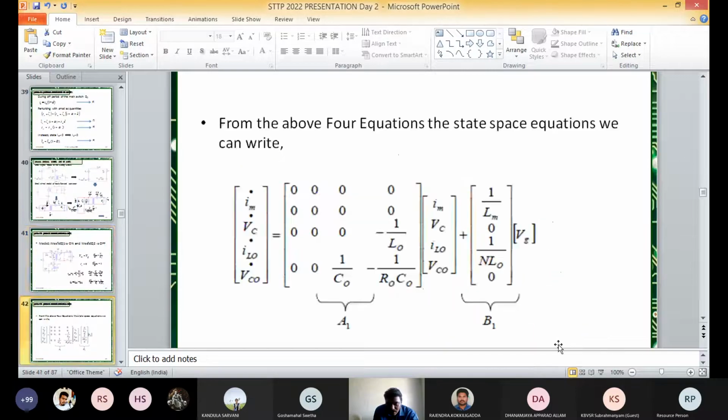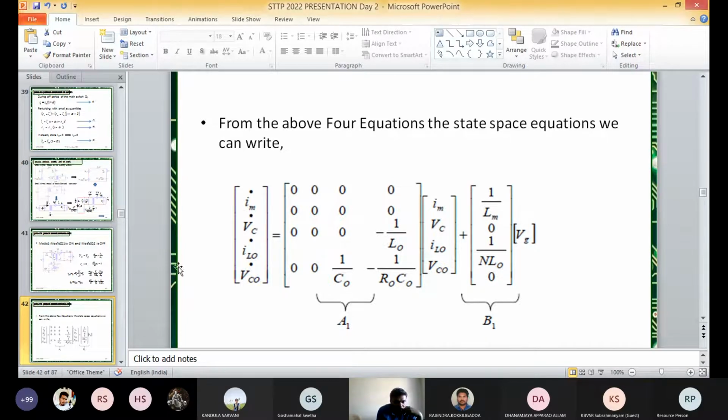If you represent the same thing in matrix form, we get the following. These are the chosen state variables: magnetizing inductance current, voltage across the clamp capacitor, current through the filter inductor, and voltage across the filter capacitor. These are the first derivatives of the state variables. We get these by writing the expressions for the voltage across the inductors and the current through the capacitors. So these are the state model matrices A1 and B1 for the on state of the main MOSFET.